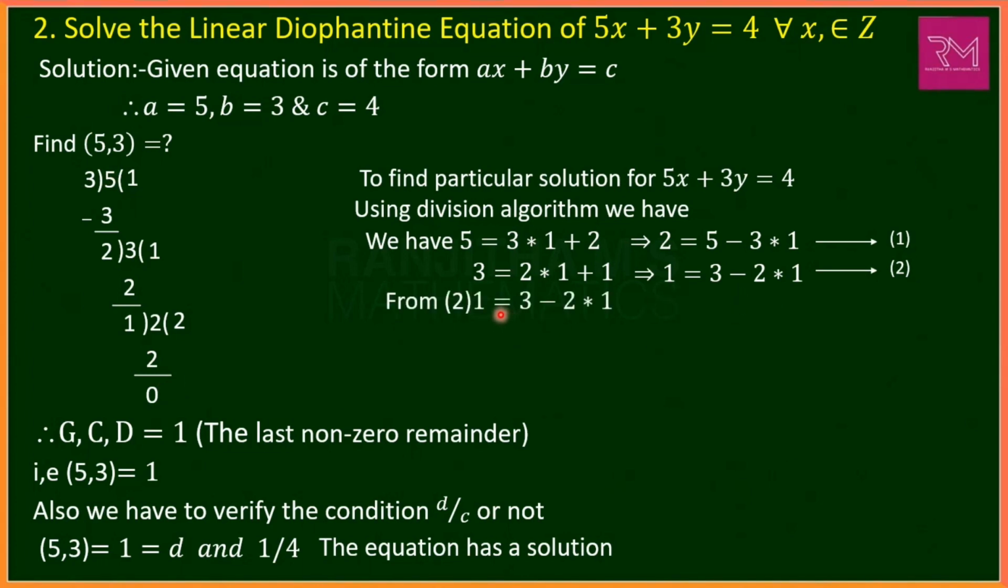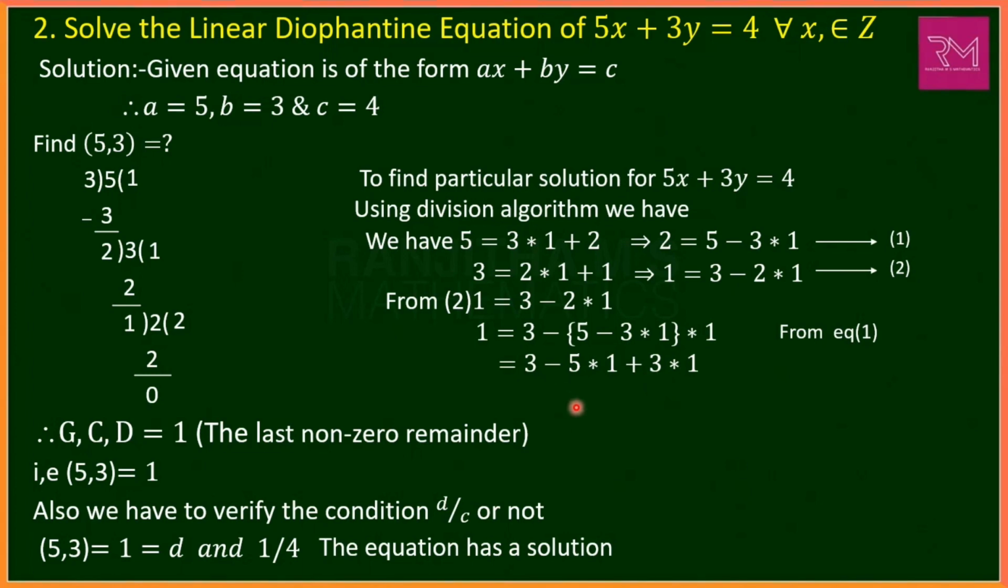Next step, take equation number 2. From equation 2, we have 1 is equal to 3 minus 2 into 1. We have to substitute 5 minus 3 into 1 in place of 2. So consider equation 2 and substitute the value of 2 with the help of equation number 1. It is 1 is equal to 3 minus, here we know that 2 is 5 minus 3 into 1, into 1. Next, multiply 1 inside the bracket, and we get 3 minus 5 into 1 plus 3 into 1. Here we have 3 into 1. Here also we have 3 into 1.